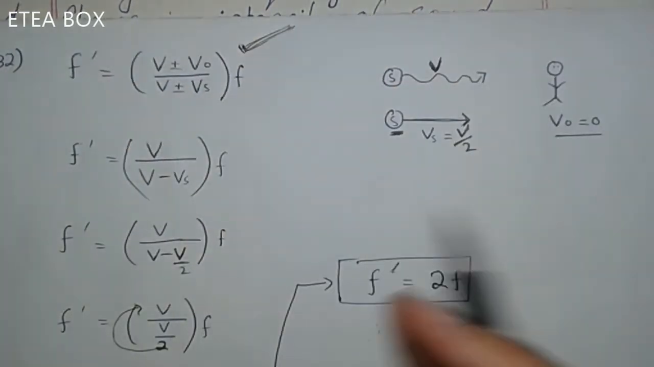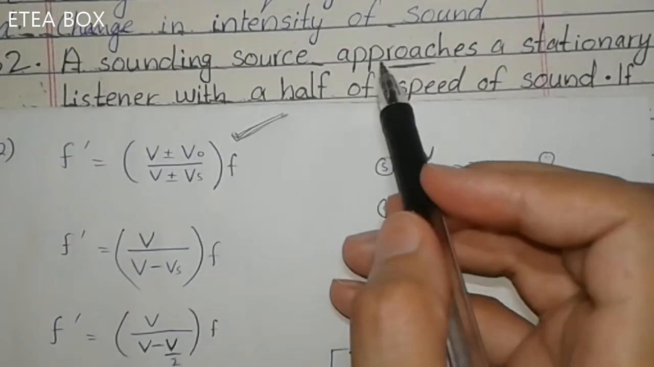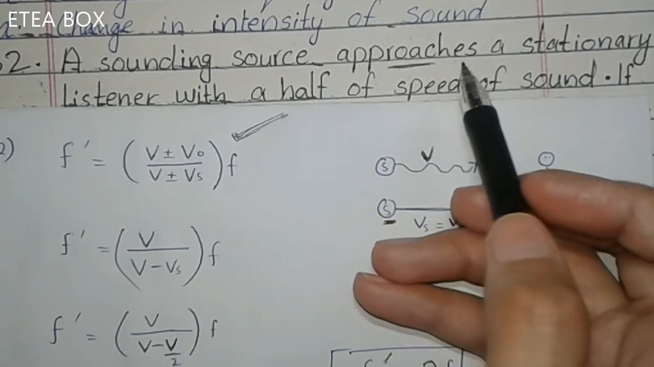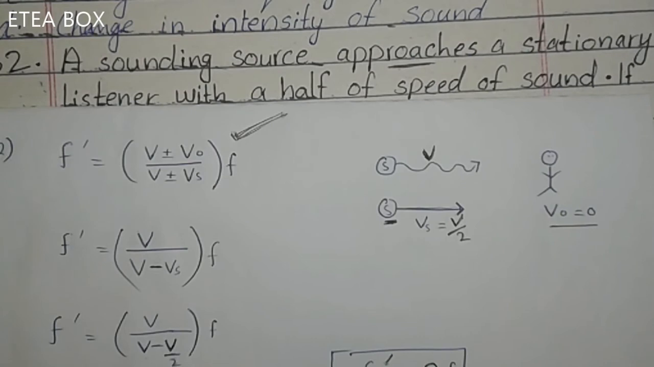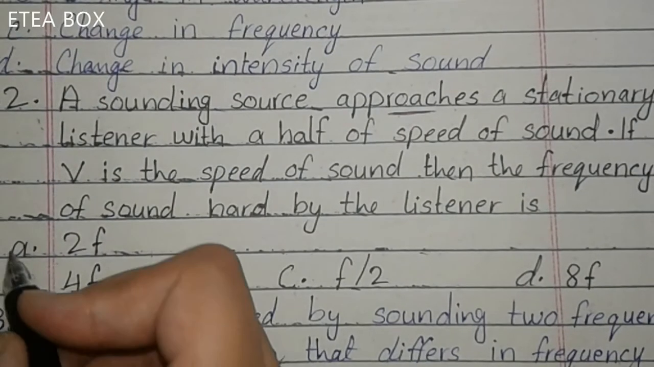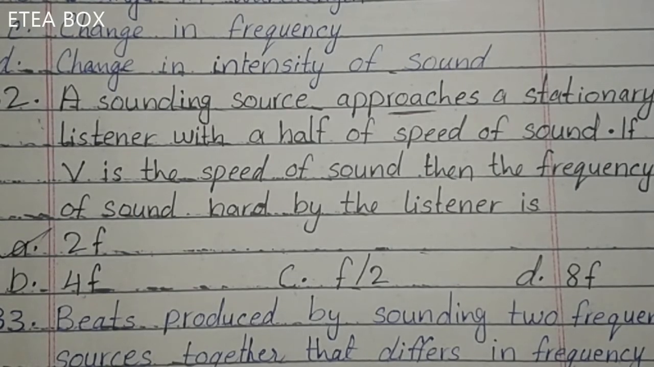From the MCQ, approaching means that the speed of source and speed of sound are in the same direction, then put negative here, so you will get F is equal to 2F. Look here, option A is correct. Look at the next one.